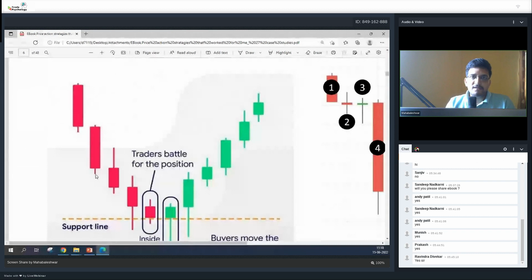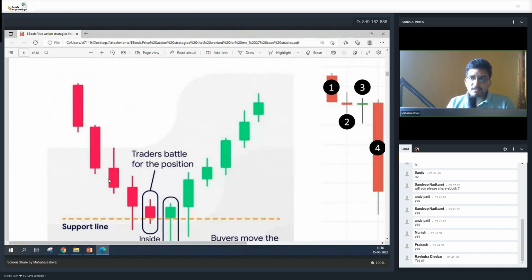You need to be very observant of this, because the words which I'm telling may be confusing for those who are watching it for the first time, but this is how you should read the candlesticks. And I'll be telling you how you can access this ebook so that you can learn this. There are so many concepts available.